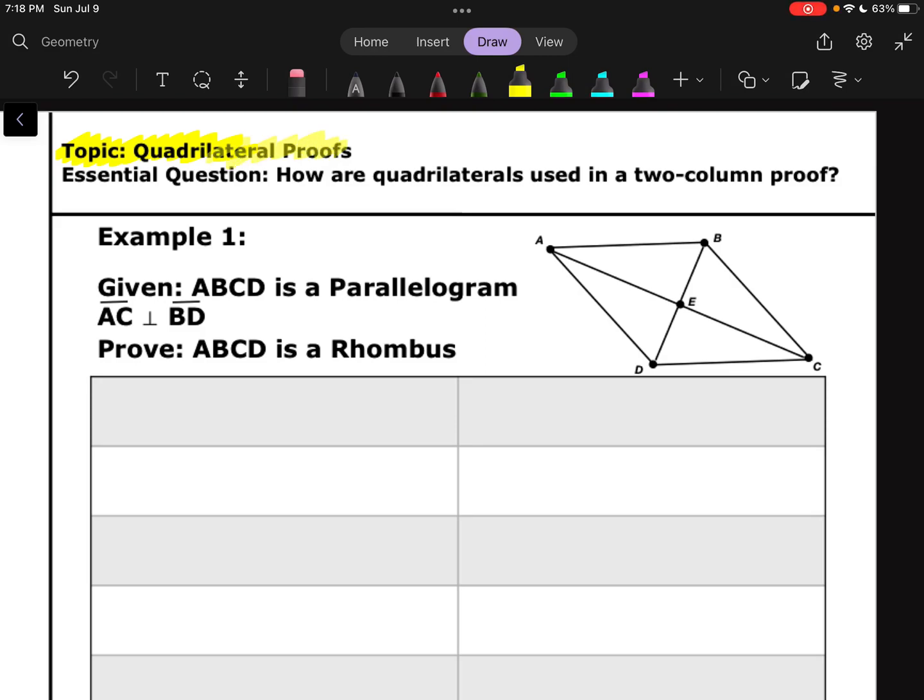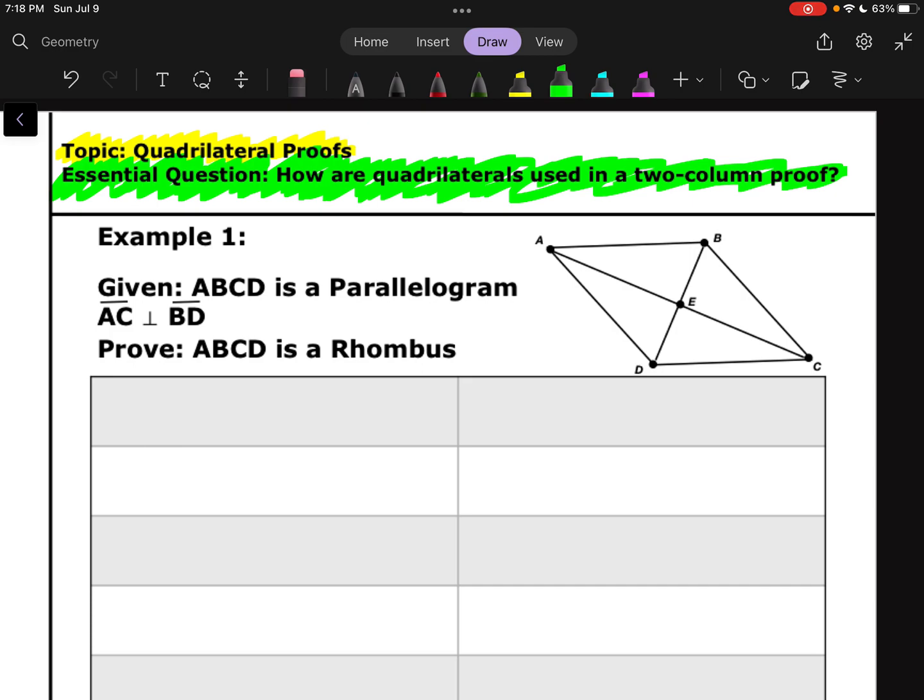All right, so our topic for this video is going to be proofs with some quadrilaterals. Essential question: how are quadrilaterals used in a two-column proof? We're going to be trying to prove that certain things are special types of quadrilaterals here today.